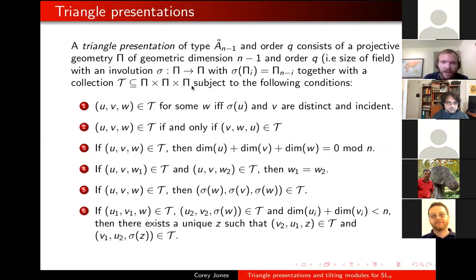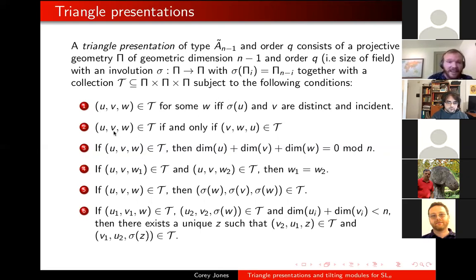So it's a collection, I worded this kind of funnily. It should be a collection of triples, or in other words, a subset of pi cross pi cross pi, satisfying the following combinatorial conditions. So this tells you when are u and v in there for some w? Well, they're in there exactly when sigma of u and v are distinct and incident. So incident in this projective geometry.